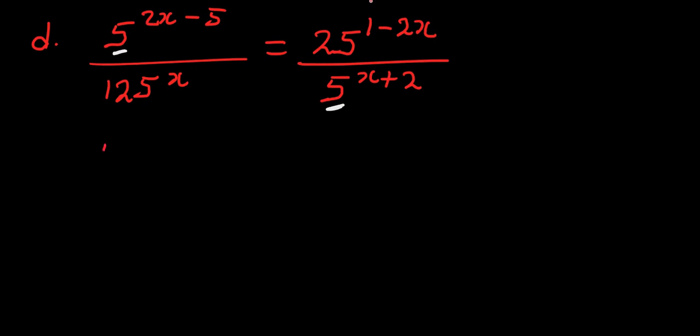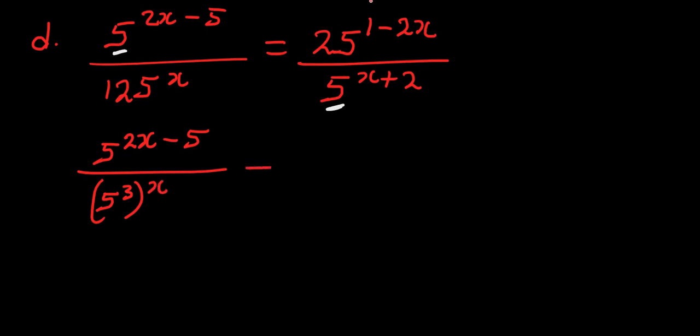then this will become 5 exponent 2x minus 5 over 5 exponent 3. So this is the same value as 125. Okay, exponent x equal. So 25 is the same as 5 exponent 2.